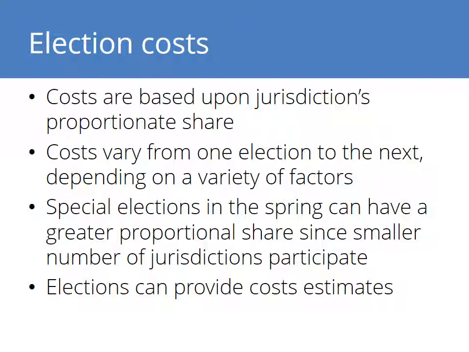Although the overall cost of a primary or general election from one year to the next is somewhat comparable, a general election shared by 10 jurisdictions is going to cost more per voter for each jurisdiction than an election shared by 135 jurisdictions. Special elections in February and April are often shared by a smaller number of jurisdictions, thus the proportional share is often greater. In the case of a single jurisdiction election, the cost would be at 100%.